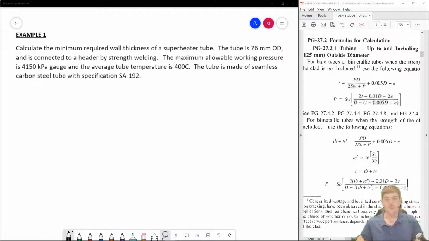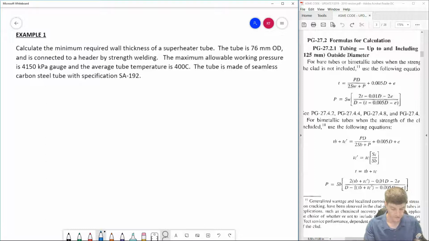Okay, so first thing that we want to do is just scan the question and identify a couple of keywords that we're going to make use of. Okay, so first one, we are trying to calculate the thickness. The other thing that we're trying to do is identify what type of component it is, and it is a tube. So we are looking for the thickness of a tube.